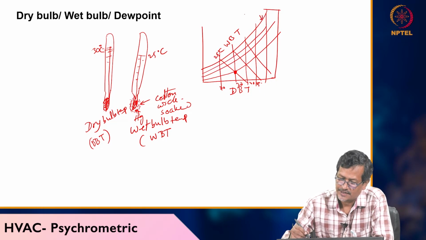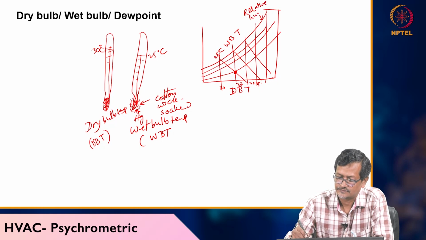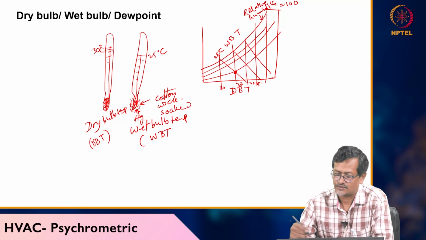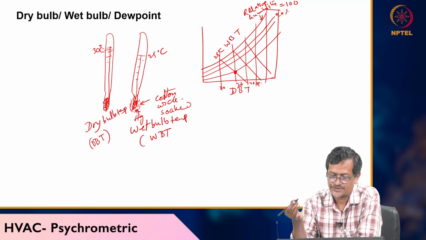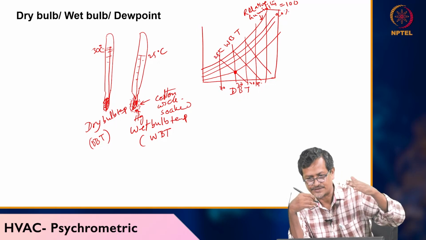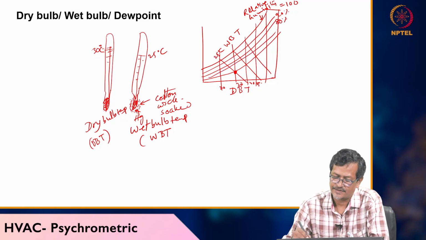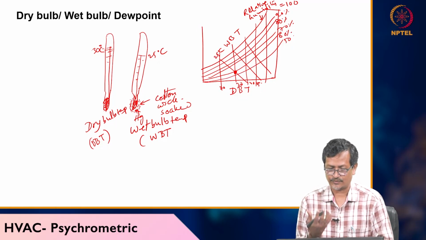Okay, so this is relative humidity equals 100%, the top line. Then after that 90%. If you see any psychrometric chart, then the top line will be 100%, then 90%, then 80%, then maybe 70%, then maybe 60%, then maybe 50%. Okay, so this way you can find the amount of water content in the air.